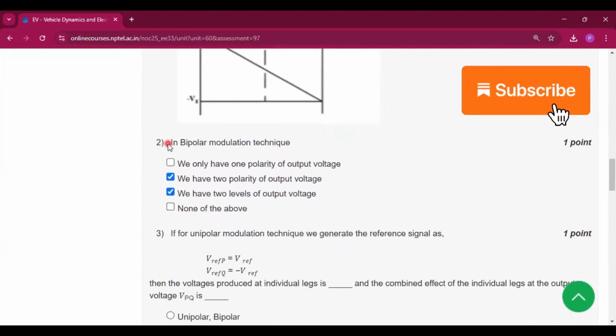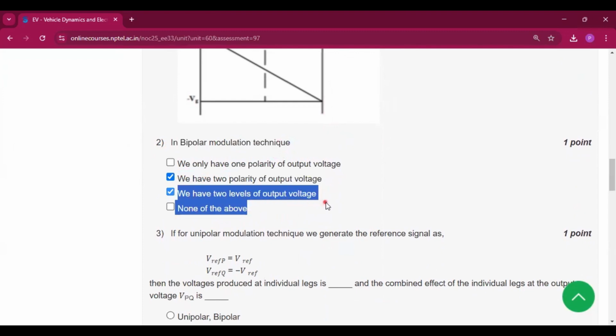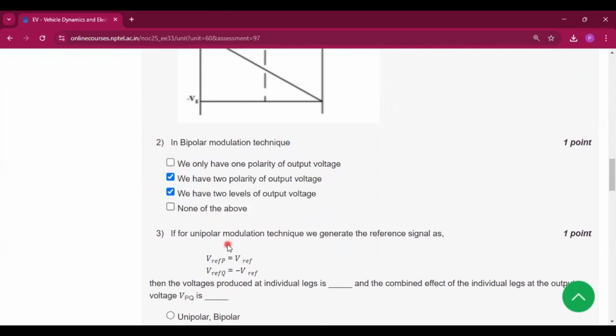Now second question, in bipolar modulation technique, we have two polarity of output voltage and we have two levels of output voltage. So B and C will be our answers of question number 2.